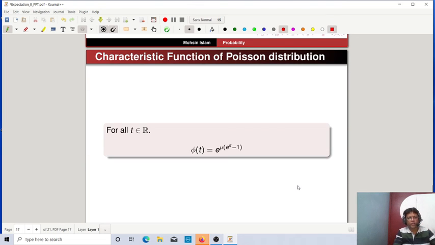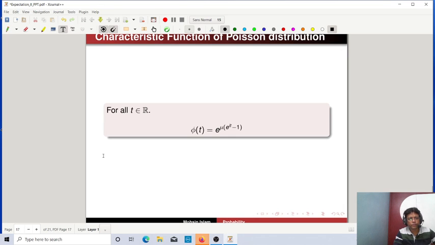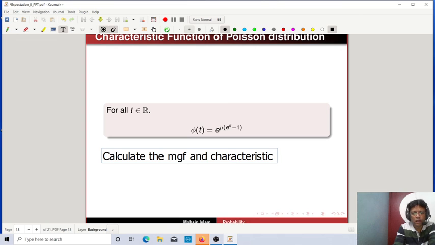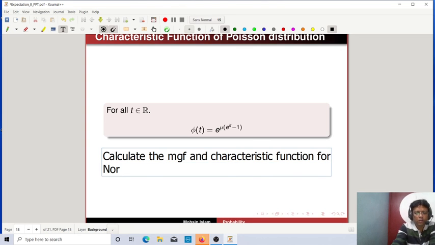So I am giving you an assignment for all of you. Calculate the moment generating function and characteristic function for the normal distribution. Normal distribution, that is a continuous distribution. Okay, you have to calculate the moment generating function and the characteristic function for the normal distribution, that is a continuous distribution. This is the assignment for all of you.